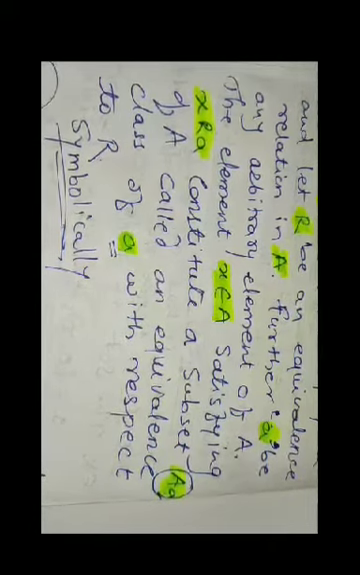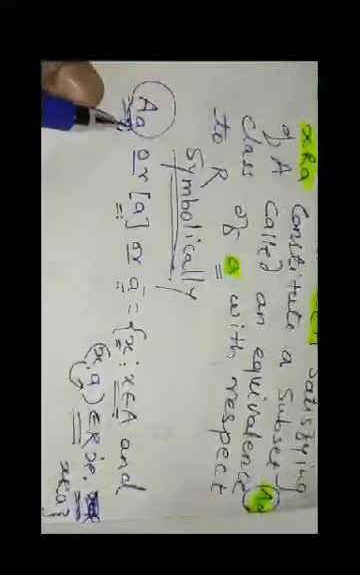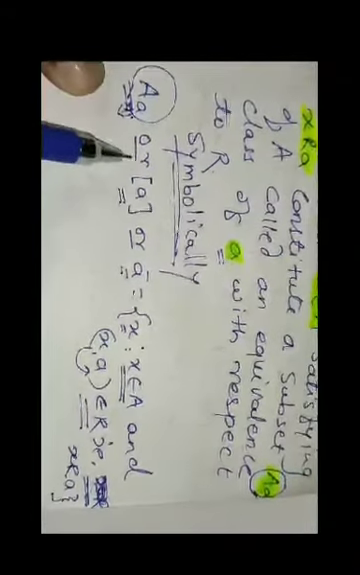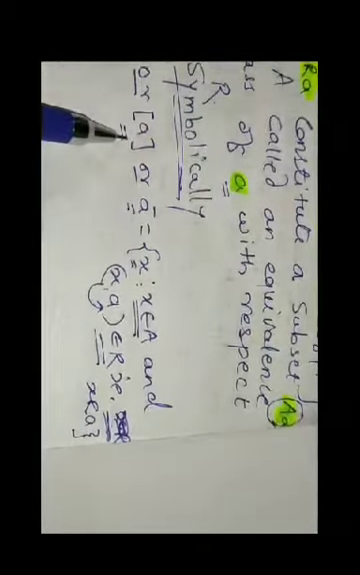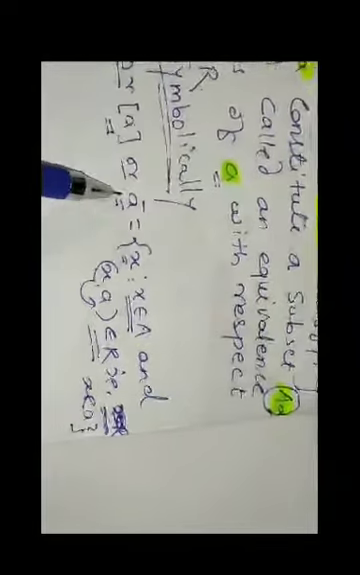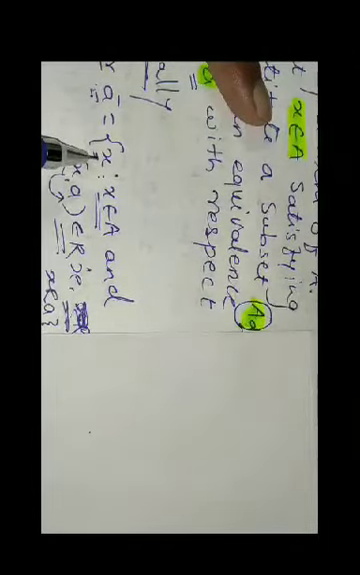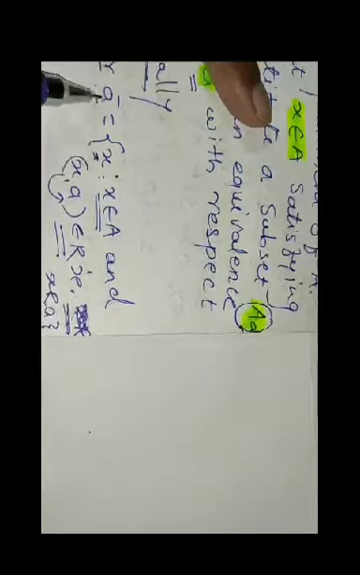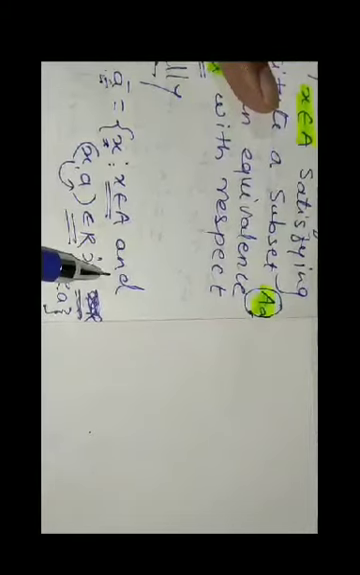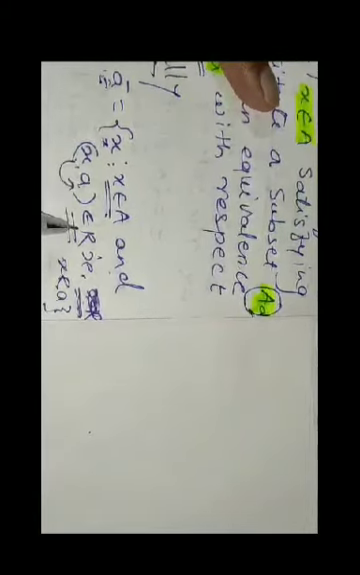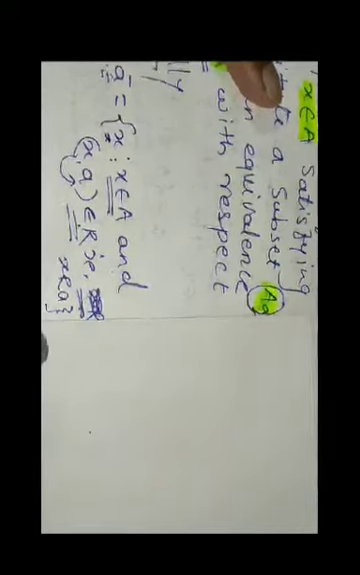What is the equivalence class of small a? The equivalence class of small a is denoted by this symbol also, and the elements contained in the set a closure are x such that x belongs to A and x and a are related to each other.